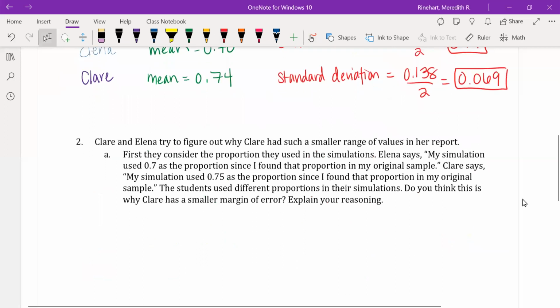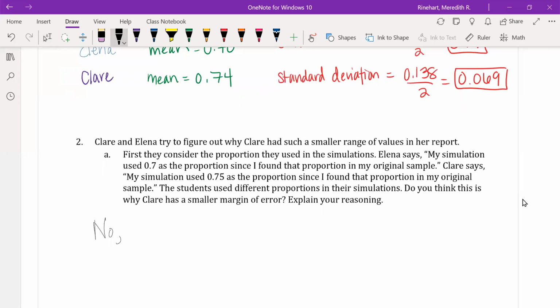For part A, it gives us 2 statements. Elena says, my simulation used 0.7 as the proportion since I found that proportion in my original sample. Claire says, my simulation used 0.75 as the proportion since I found that proportion in my original sample. The students use different proportions in their simulation. Do you think this is why Claire has a smaller margin of error? No.